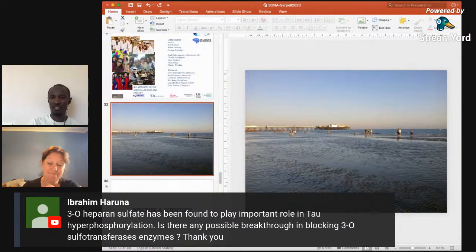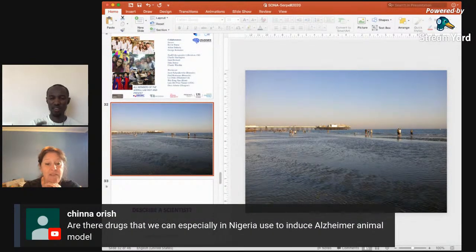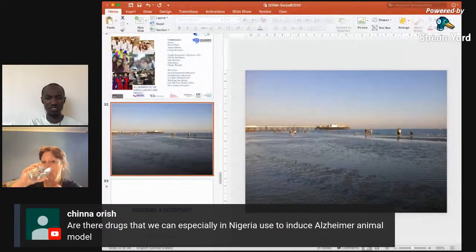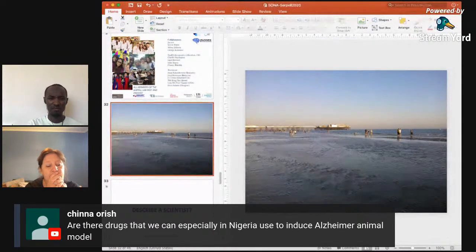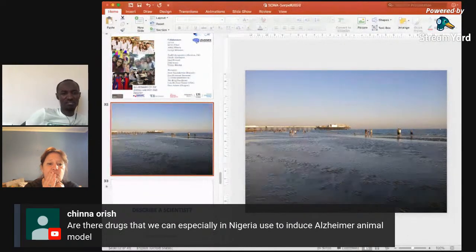Yep. So there is this question, but I think I may probably have to also give a background before. So it's from Chinna. She said, are there drugs that we can use, especially in Nigeria, to induce Alzheimer's animal model? And I probably think it's because most people do use different drugs. So for example, some people use aluminum chloride to try to induce some Alzheimer's-like symptoms, etc. So yeah, I don't really know what you think of this question.